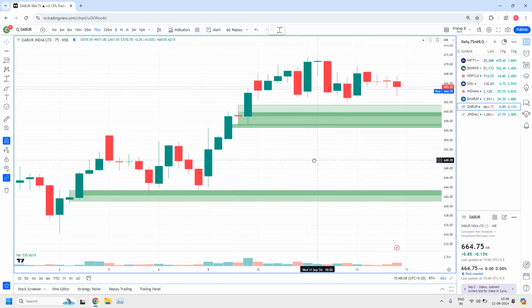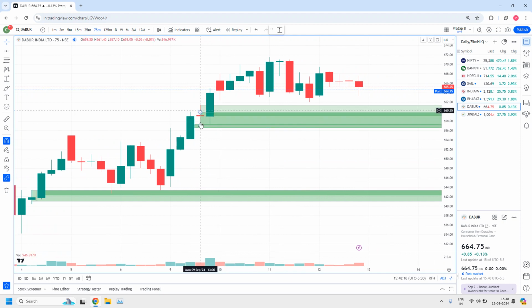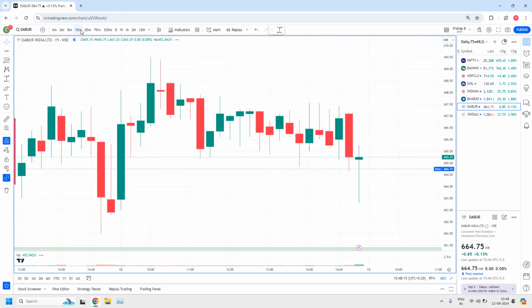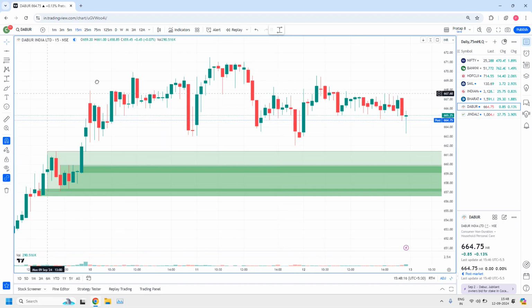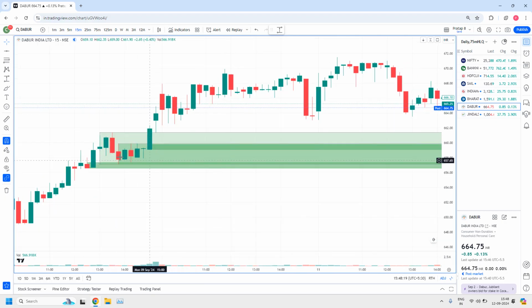Even though we didn't get a trade today, there is some learning for beginners. So I fine-tuned with the 15 minutes time frame. In the 15 minutes, you have a drop candle, you have 1, 2, 3, 4, 5 base candles, and again a rally candle, drop base rally, the 15-minute zone. That way I have drawn this 15-minute zone.